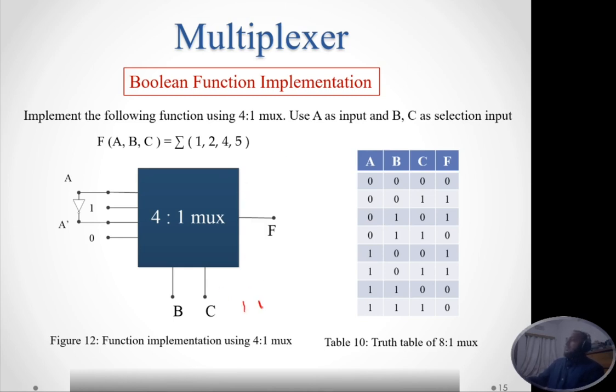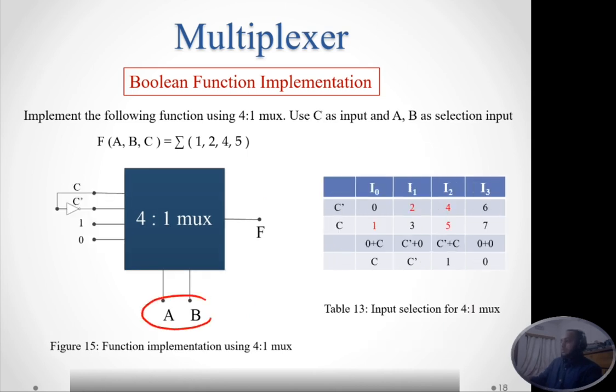When we take BC as 1, 1, then we will get the fourth input as output. In this case our fourth input is 0, so we will get output as 0. So for 1, 1, we always get the output as 0.